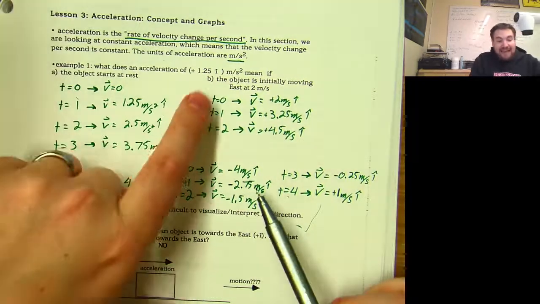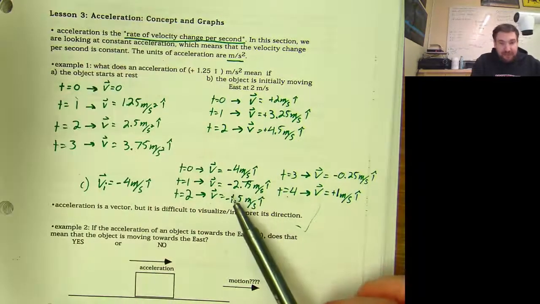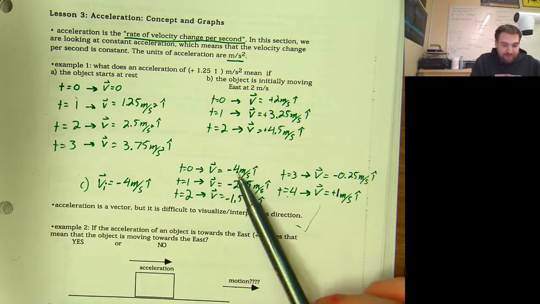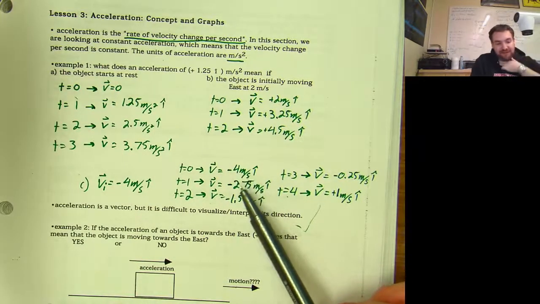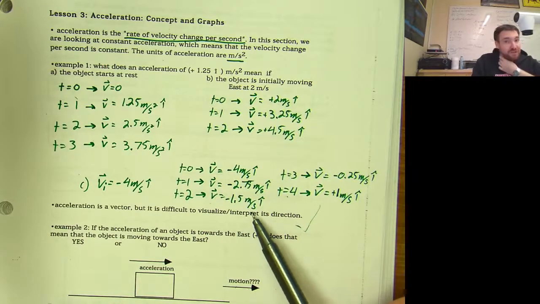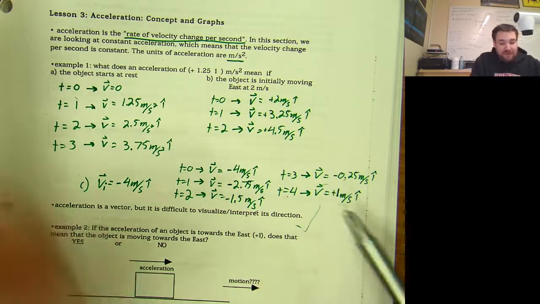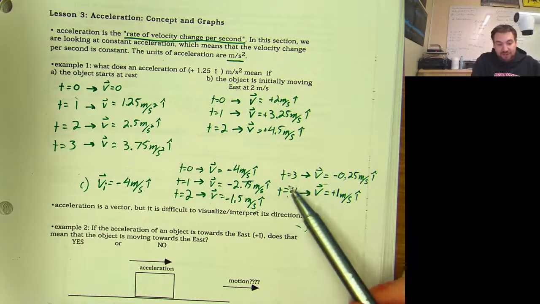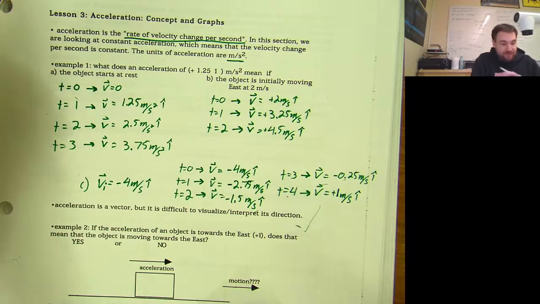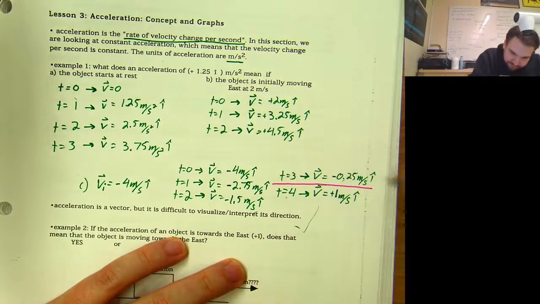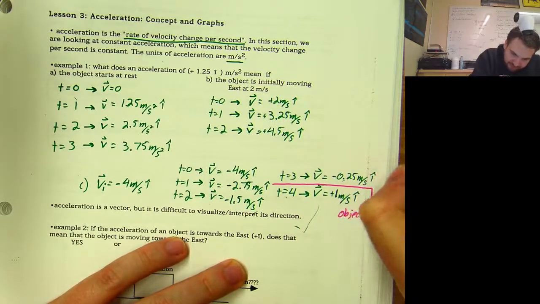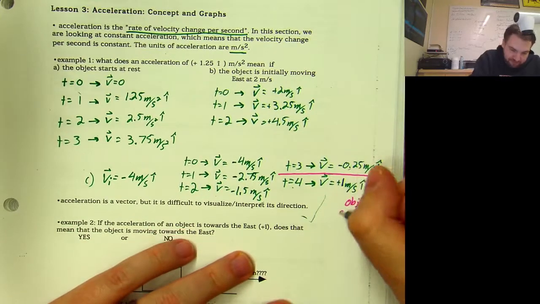Every second, I added to it 1.25 meters per second of velocity. And it was at negative 4, then negative 2.75. So you can think of it here: if it was big negative and it's becoming less negative, the object is slowing down. So what happened between t3 and t4? Well, at some point in here, the object had to stop and switch direction. Somewhere in here, the object stopped and turned.